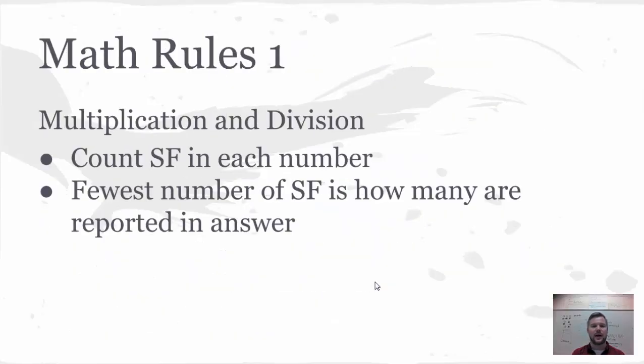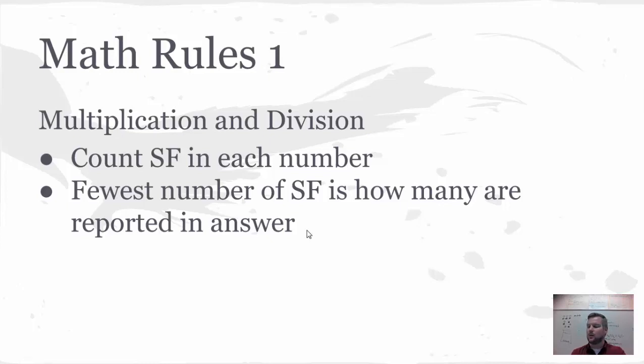So when we do math problems, we have a couple of different rules. Most of the math we do in chemistry is multiplication and division, and that's the easier rule, I would say, to use for sig fig reasons. You're going to count the number of sig figs in each of the numbers that are in your math problem, and whichever number had the fewest number of sig figs, that's the one that you report your answer to.